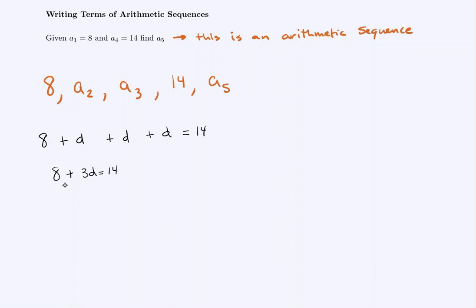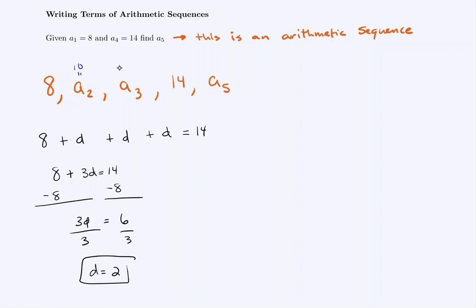We can solve for what d is. We'd subtract 8 from both sides, and we would get 6. Divide both sides by 3, and we get the common difference is 2. Now let's make sure this works. 8 plus 2 would give me 10. 10 plus 2 would give me 12. 12 plus 2 would give me 14, so it works out. If you add 2 each time, you will get to 14 by the fourth term.